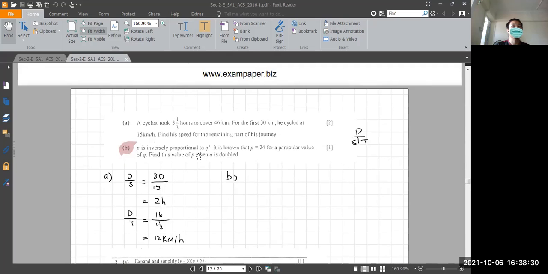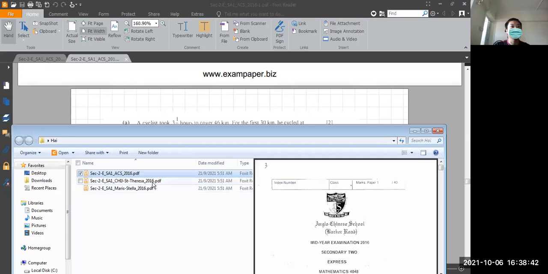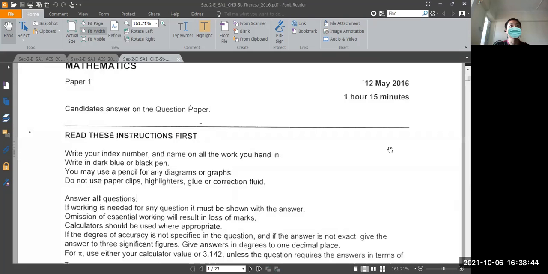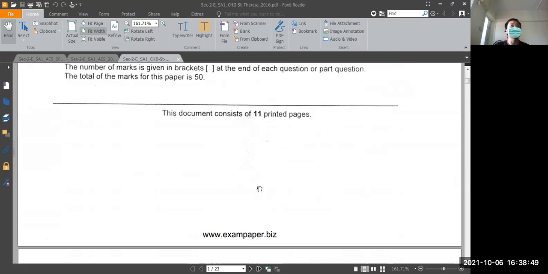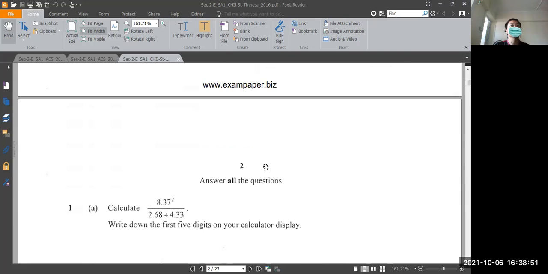Then did we do CHIJ's secondary 2 Express 2016? Also, you want to do CHIJ? I don't know which one I said and which I didn't. Did we go through that one yet? Yeah, this is not CHIJ. Then CHIJ, yeah, that one. So basically, which question?